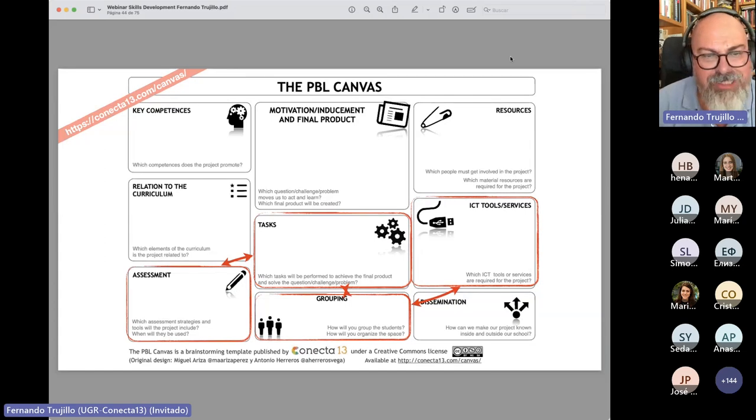In case you want to design projects, we created a canvas that you can find on the website I'm sharing with you right now using the chat, which I find quite empty. That's it. Now I can read the chat. And on the chat, you have the URL to download that canvas, both in Spanish, which is our mother tongue, and English. And you can use that canvas to design projects creatively.